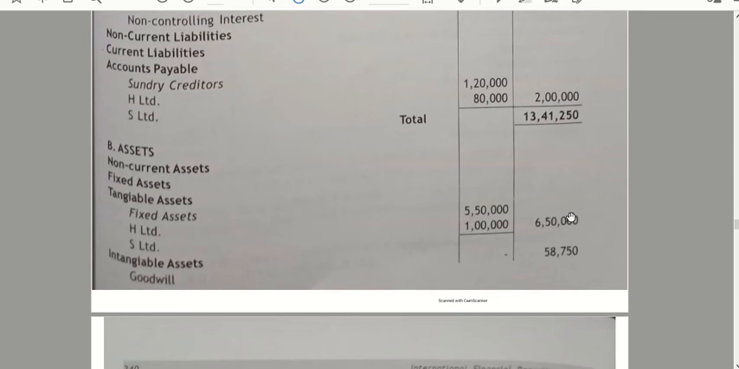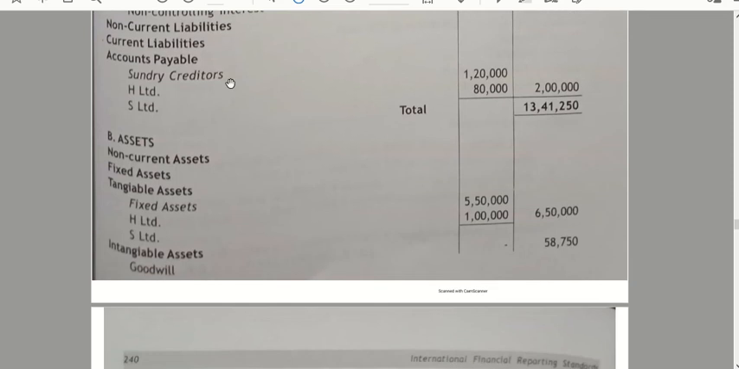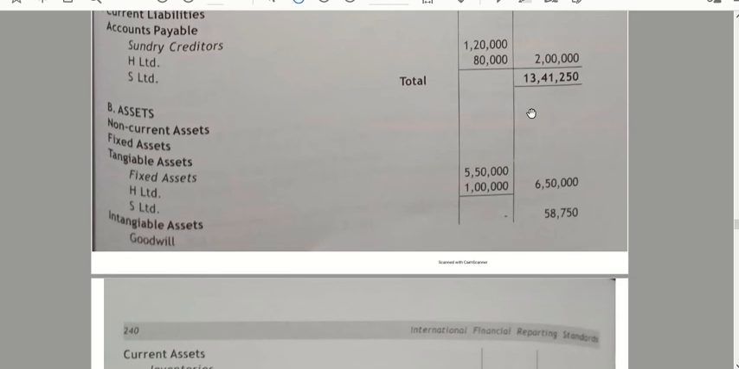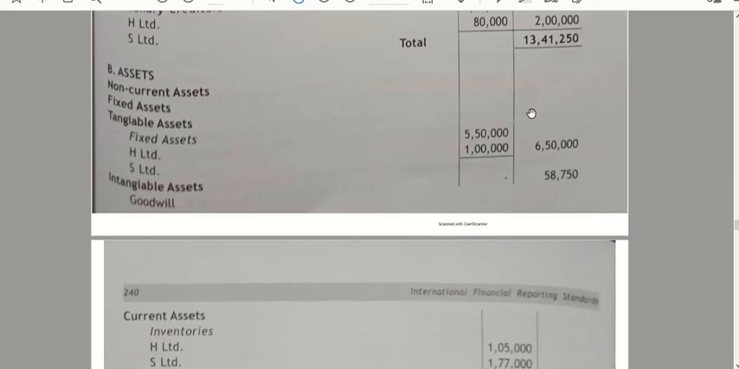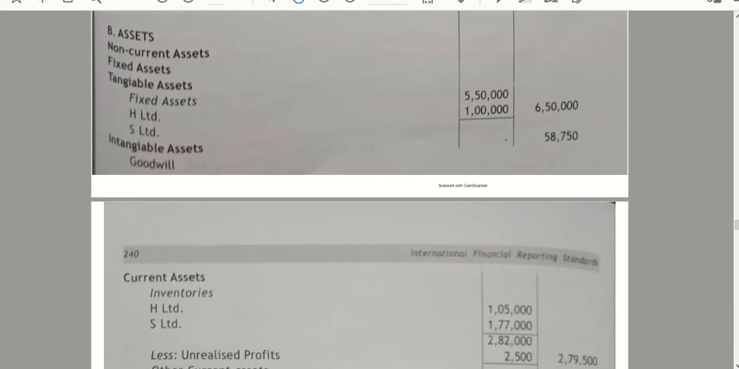And then we move on to non-current liabilities. Under that we have current liabilities, accounts payable. We have sundry creditors. H Limited is 1,20,000, S Limited is 18,000. So if you total up your liability side, it is 13,41,250.